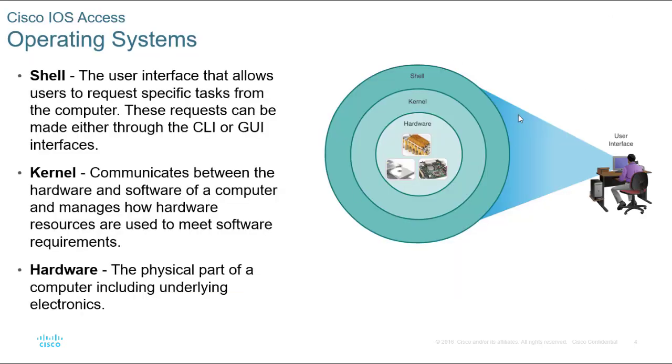Part of the operating system that interacts directly with the hardware and underlying electronics is called the kernel, and the kernel is going to manage hardware resources and interact with the software use of those resources, whereas the portion of the operating system that the user is going to interface with is called the shell. The user can interact with the shell using either a GUI or a CLI.